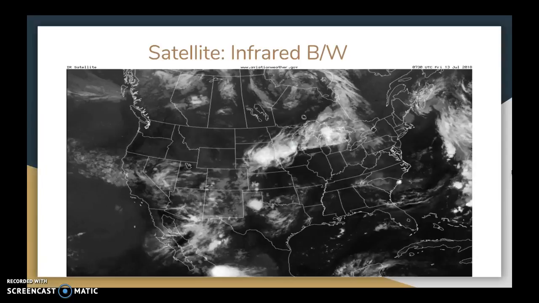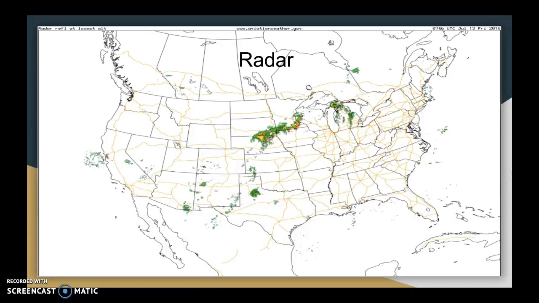This is an infrared black and white satellite. It uses the radiation emitted from the Earth's surface to show cloud coverage. Here's a radar image over southern South Dakota and northern Nebraska. You can see a lot of moisture content, and where it starts showing orange to red areas means thunderstorm activity.